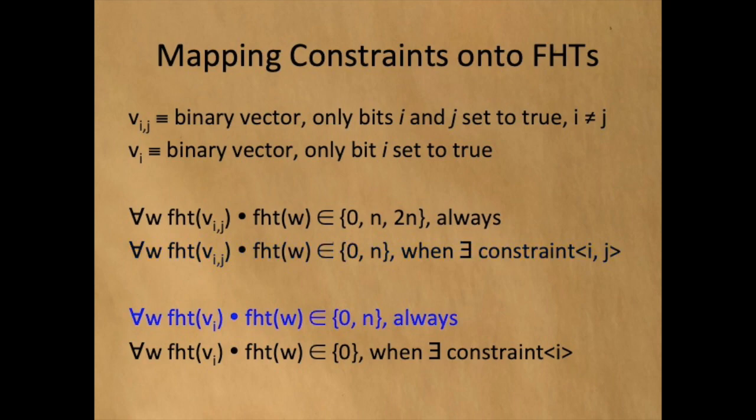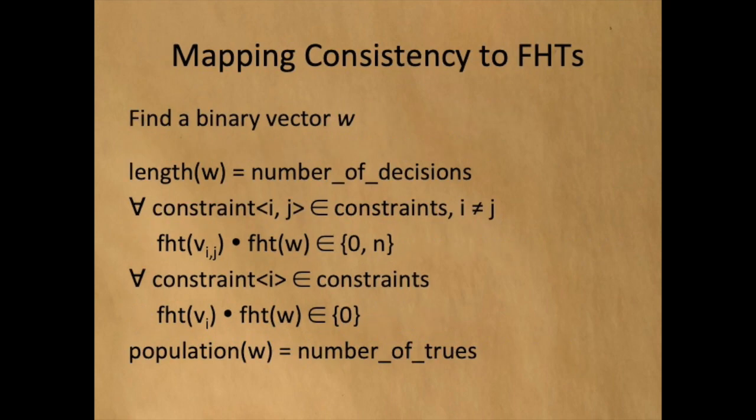For unary constraints, the fast Hadamard transform of Vi dot product the fast Hadamard transform of any binary vector w must be in the set 0, n. This is because the element-wise intersection of Vi with any binary vector w must contain 0 or 1 bits. If we have a constraint that bit i must be false, then the dot product of the fast Hadamard transform of Vi with the fast Hadamard transform of any vector must be in the set 0.